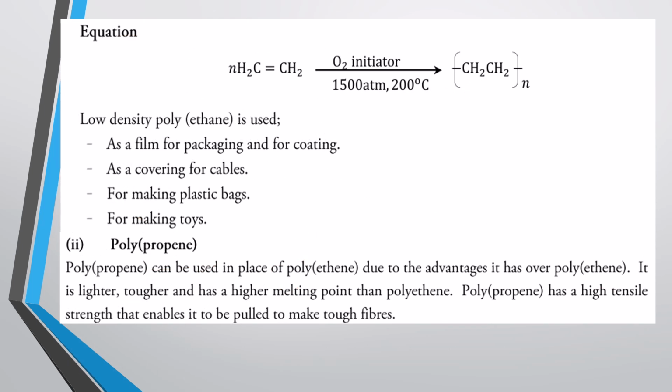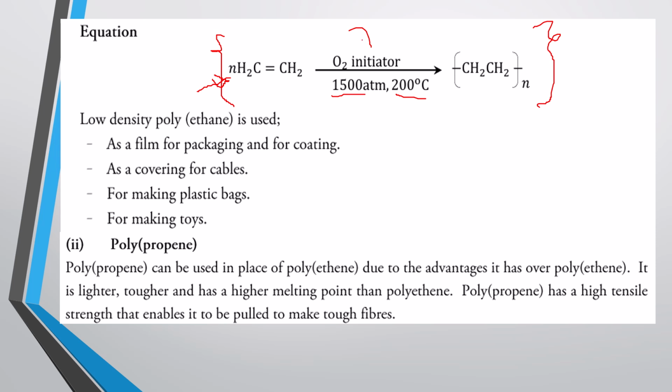So with that, we are going to make a simple equation that shows how our polyethylene is made, or an equation showing manufacture of polyethylene using ethene as the monomer. So n molecules, showing an undefined number of ethene molecules, combine together repeatedly at a pressure of 1500 atmospheres and at a temperature of 200 degrees Celsius using the oxygen initiator.